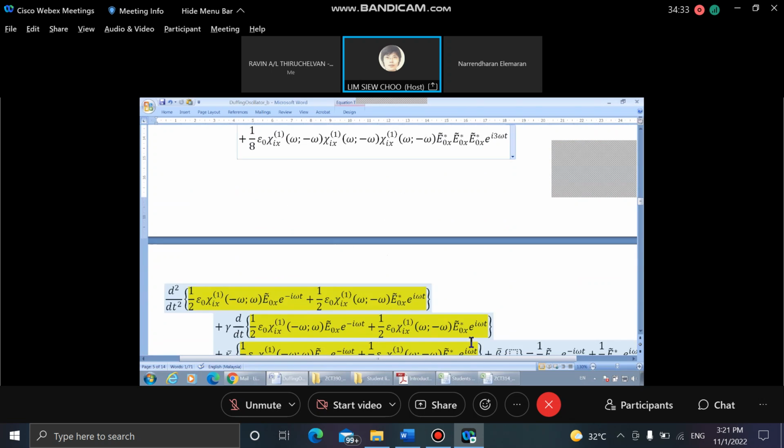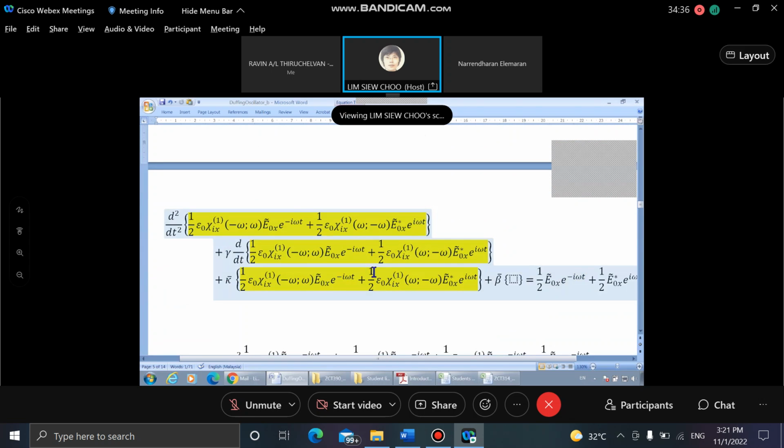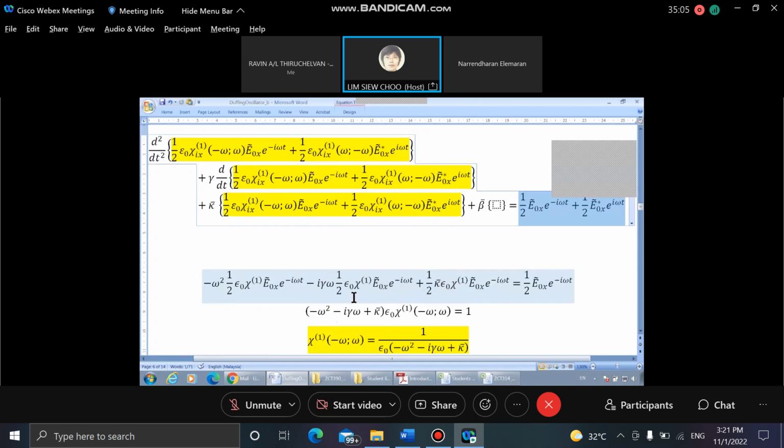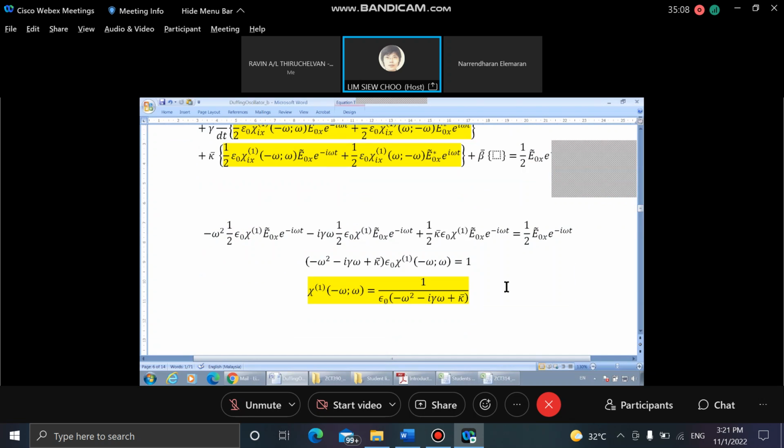And after this, I can substitute term by term. So if you want to solve the first order chi, we don't need to substitute the P to the power of 3, because for P to the power of 3 you have 3 fields. But here we have only one field. And this term will carry 3 fields. So this one we will ignore. And the driving field is one field. So we put it in for the first order. And then we solve the first order.